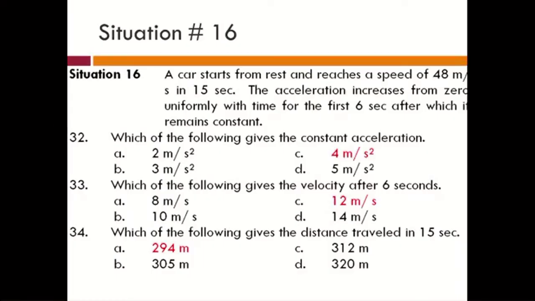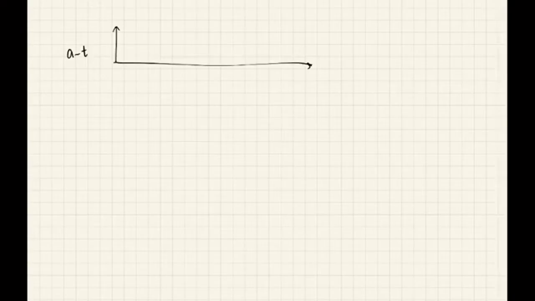Drawing natin yung acceleration time graph. Nung sabi, 0 nagsimula, tapos it increased uniformly. Ibig sabihin, linear of change. Okay? So, ganito. This is time 0. Let's say this is time 6. And this is time 15 seconds. Kasi yan yung mga mahalagang time doon sa problem na binigay.